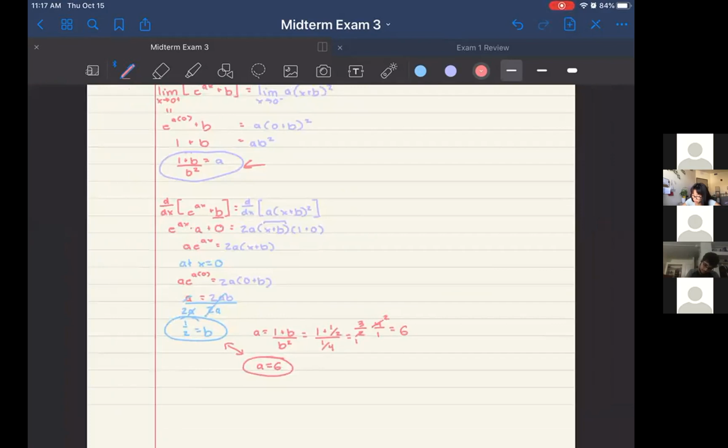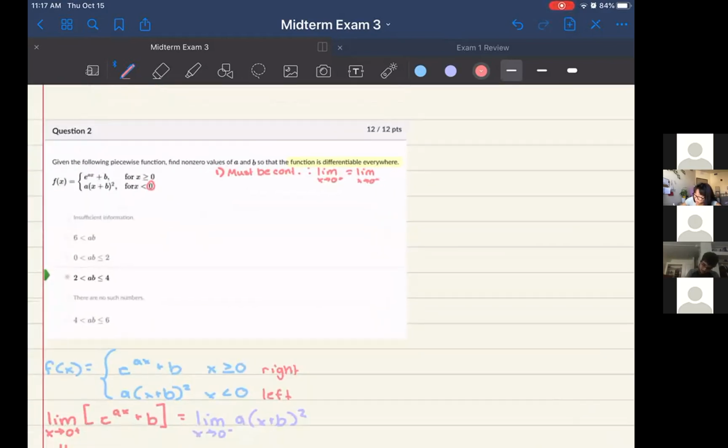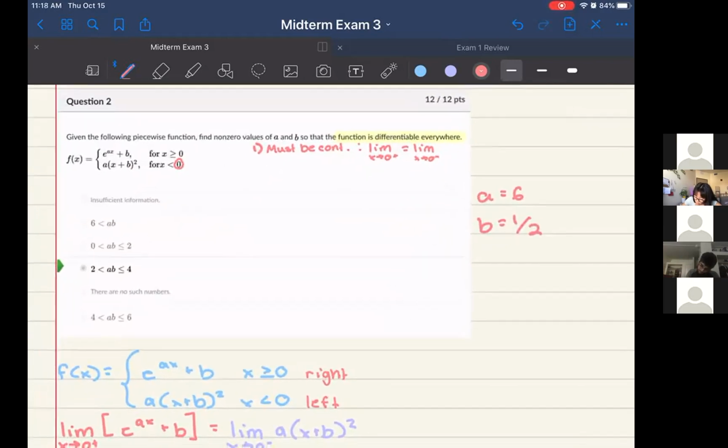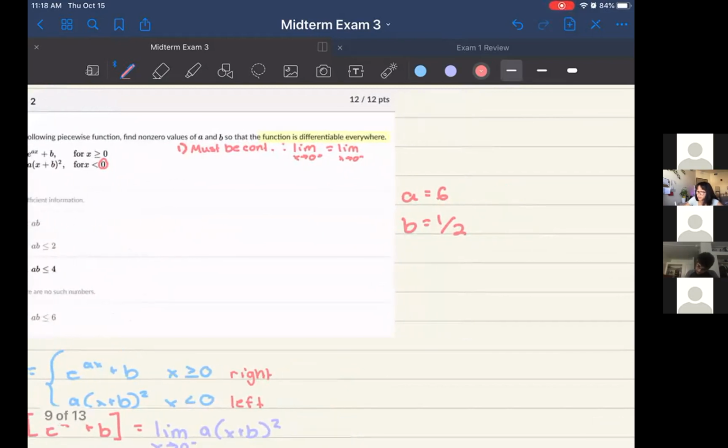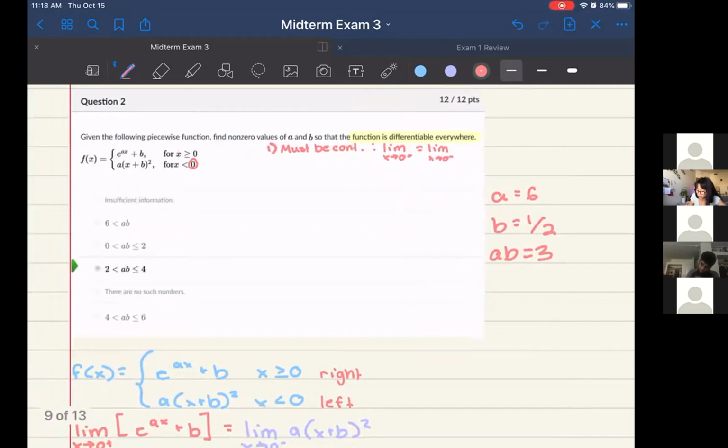So looking at the answer choices, let's keep in mind A equals 6, b equals 1/2. They're asking you to multiply A and b. So obviously 6 times 1/2 is equal to 3. AB is equal to 3. And then you look at the answer choices and it's this one right here.